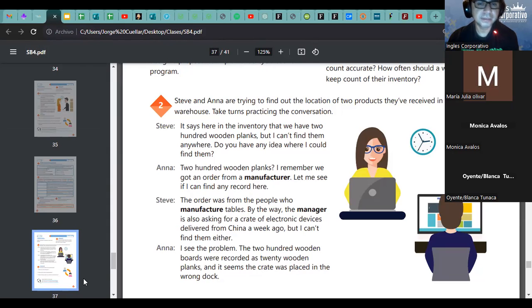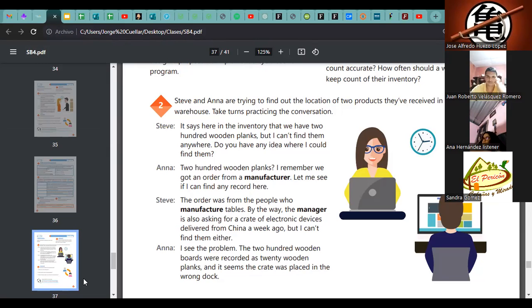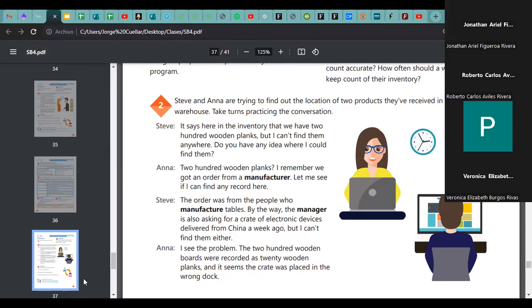200 wooden planks. I remember we got an order from a manufacturer. Let me see if I can find any record here. The order was from the people who manufactured tables. By the way, the manager is also asking for a crate of electronic devices delivered from China a week ago, but I can't find them either. I see the problem. The 200 wooden boards were recorded as 20 wooden planks, and it seems the crate was placed in the wrong dock. All right, perfect. Thank you.